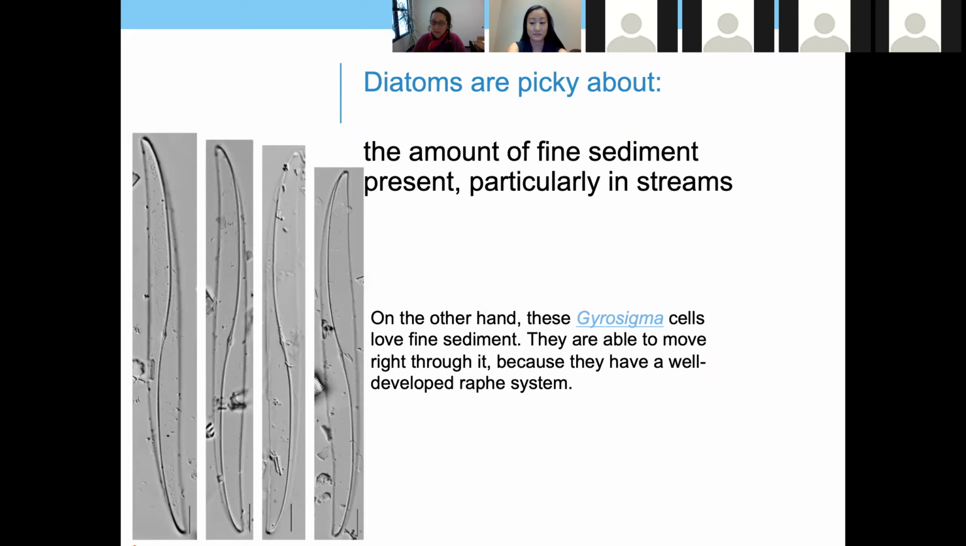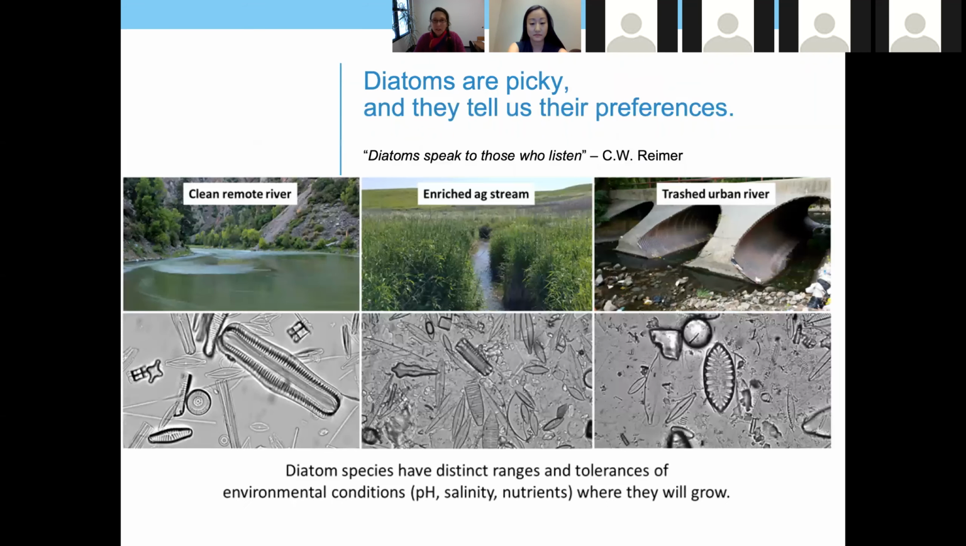So those diatoms didn't really like to be covered within sediment. Others, like this Gyrosigma, love it. That's the only place where they can live. These diatoms are able to move very well through sediment because they have a well-developed raphe system. That's this line that runs across these cells, which is the way that diatoms move. Some diatoms that can move are going to be able to get away from fine sediment that's deposited on them. That's the place they want to live. So diatoms are picky, and they tell us what their preference is.